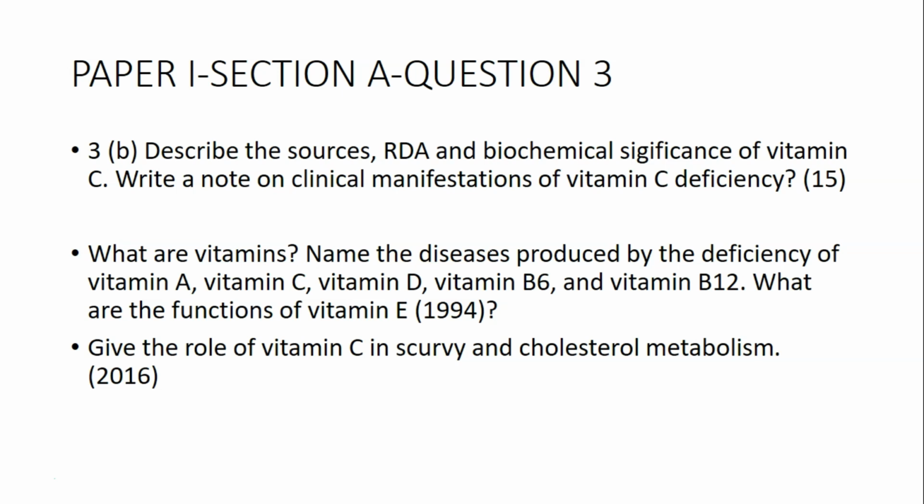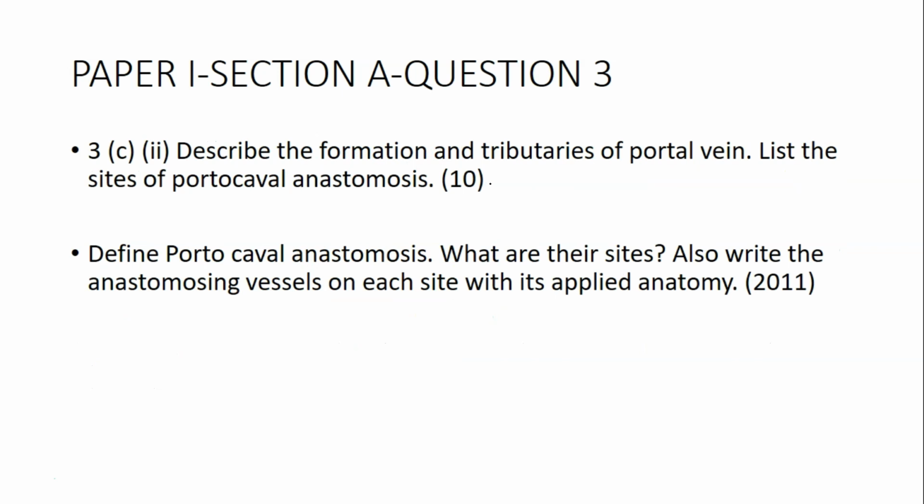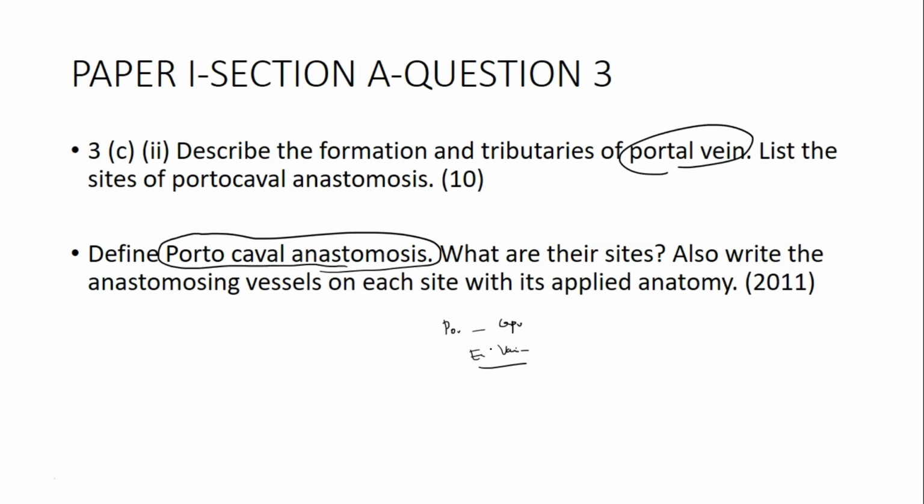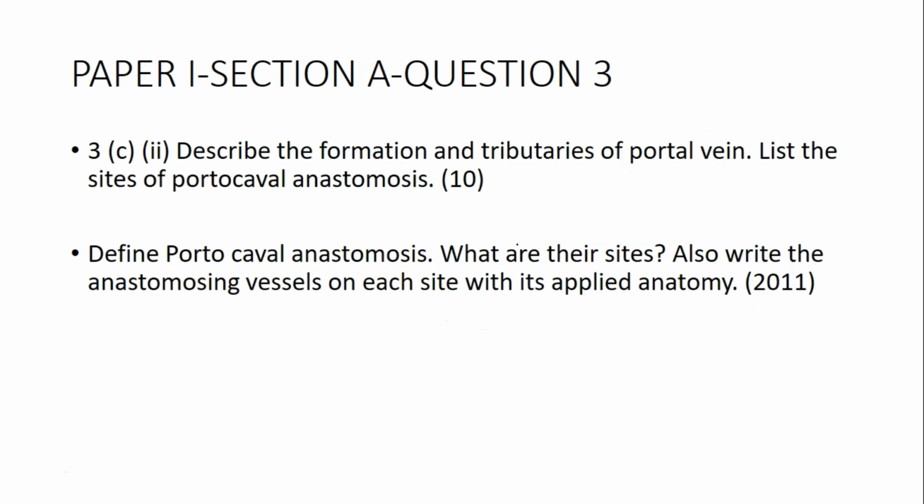Okay, now we are discussing question number 3. 3C1 is done, 3C2 is portal vein. There is a similar question on portocaval anastomosis, and this portocaval anastomosis is there in our test series discussion. Okay, it's a clear-cut question. Now, what are the sites, what are the anastomosing vessels, and what is its applied anatomy? Simple, right? In portal hypertension, we have caput medusae, varicose veins, hemorrhage, bleeding, esophageal varices and all. Why do they develop is the clear-cut answer, and this was asked in 2011 and it's a repeat again.